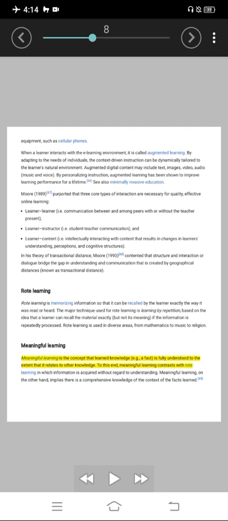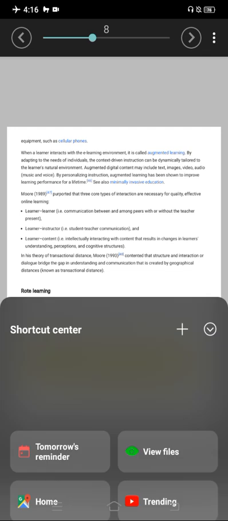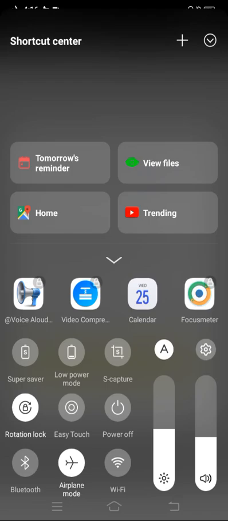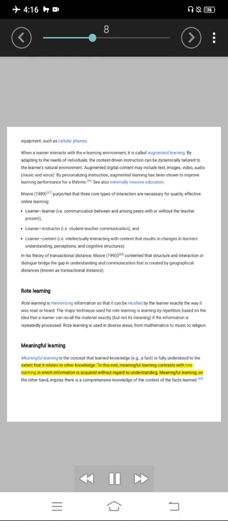Meaningful learning is the concept that learned knowledge, e.g., a fact, is fully understood to the extent that it relates to other knowledge. To this end, meaningful learning contrasts with rote learning, in which information is acquired without regard to understanding. Meaningful learning, on the other hand, implies there is a comprehensive knowledge of the context of the facts learned.